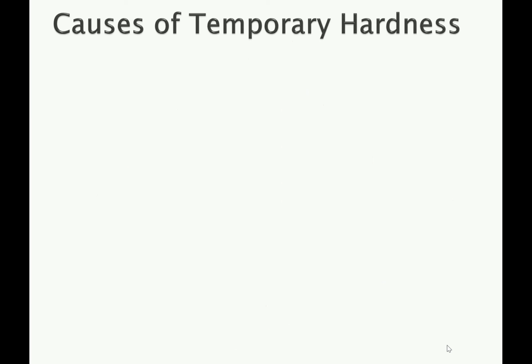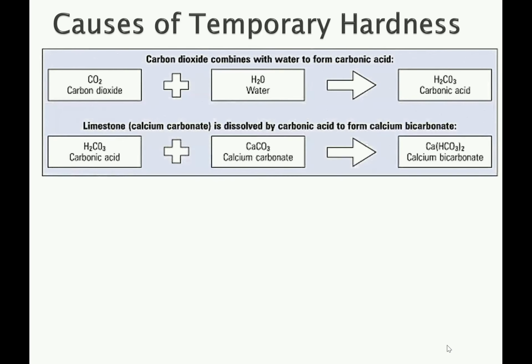So now we're just going to look at what causes water hardness. If we're looking at temporary hardness to begin with, in the atmosphere we have carbon dioxide as part of our air, and we also have our water vapour in the clouds and the evaporated water. And they react together to form carbonic acid, and that's our acid that can fall down as acid rain.